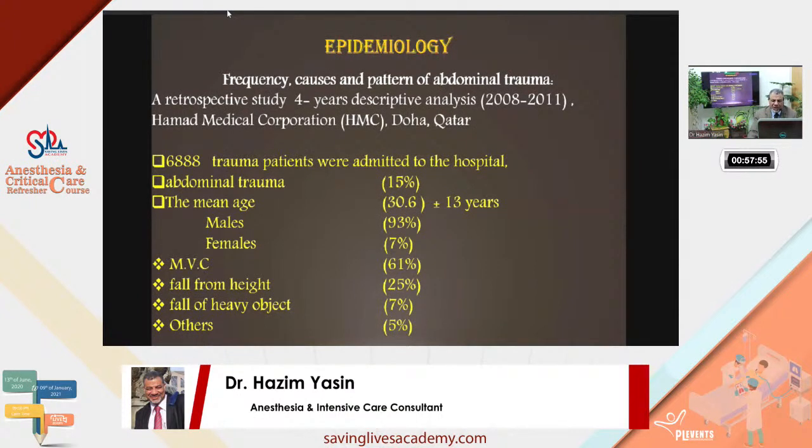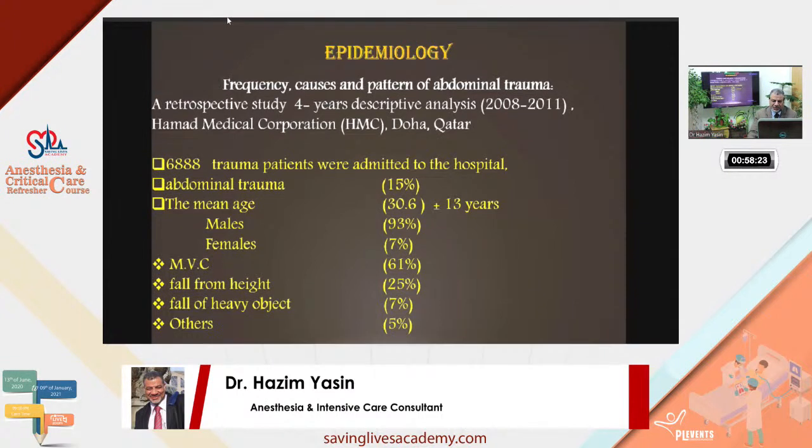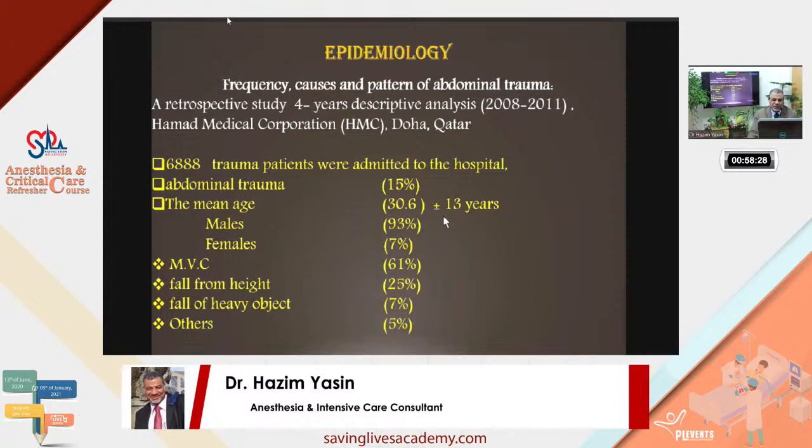In Qatar, I chose one study from 2011, about 6,888 trauma patients who were admitted to the hospital. 15% of them had abdominal trauma. The mean age was 30 plus or minus 13, meaning from 16 to 45 years of age.